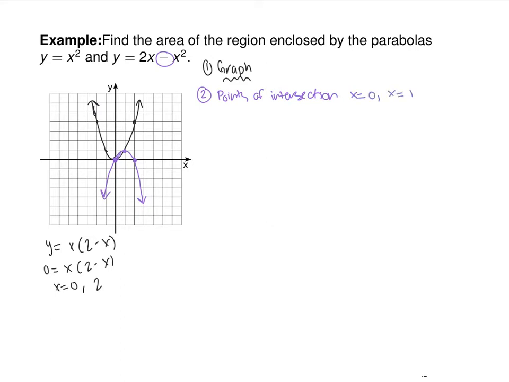If you did not have the graph, the way you would find that is by taking x squared equal to 2x minus x squared and solving it for x. All right, now you have all the information that you need to find the area.